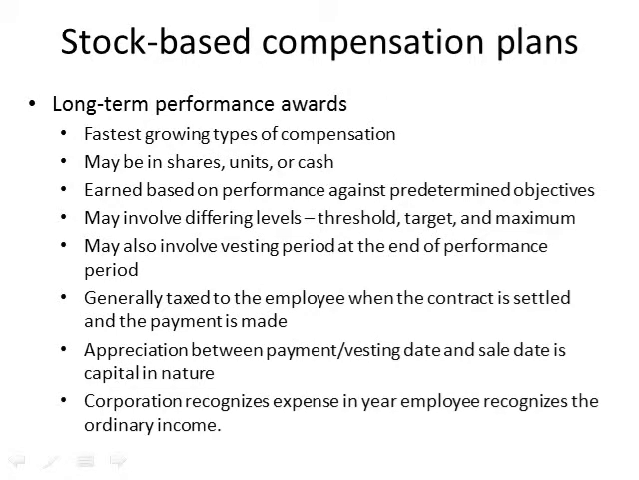And so another type of compensation alternative is this idea of long-term performance awards. And they are one of the fastest growing types of compensation in the U.S. And really what we're saying is they can be in shares, units, or cash. So a long-term performance award may be paid out to you in number of shares of stock or in dollars or in units of shares of stock, right? And what you are paid ultimately, or what you earn, is based on performance against some predetermined objective.